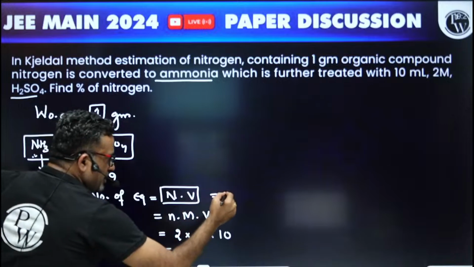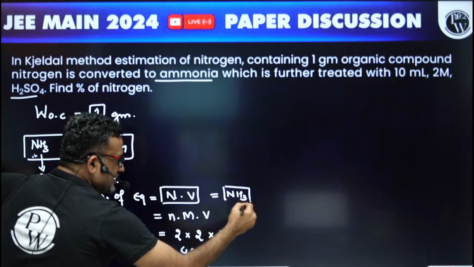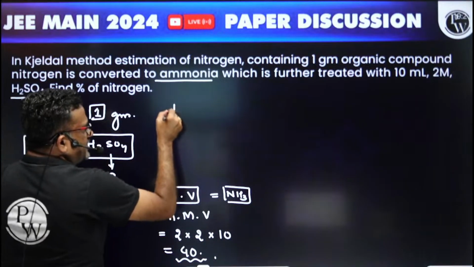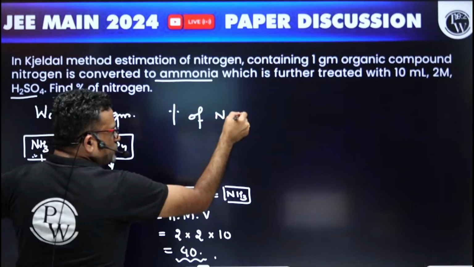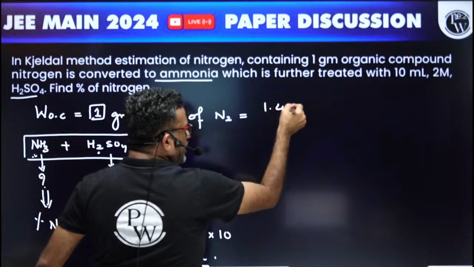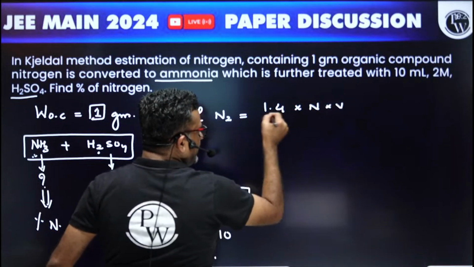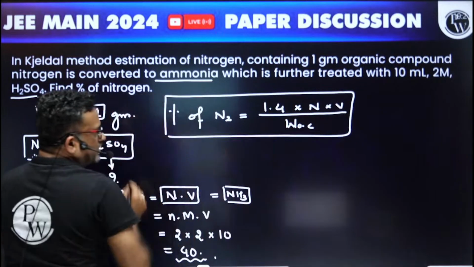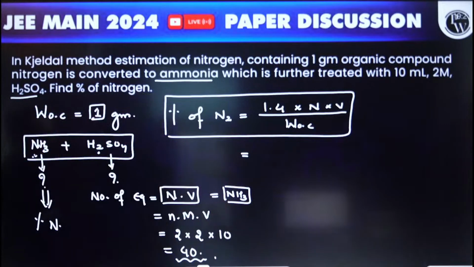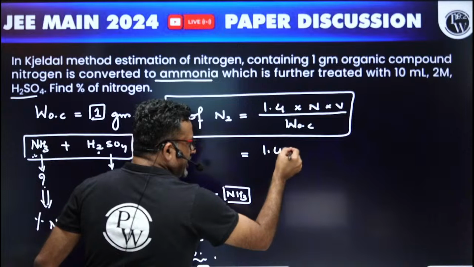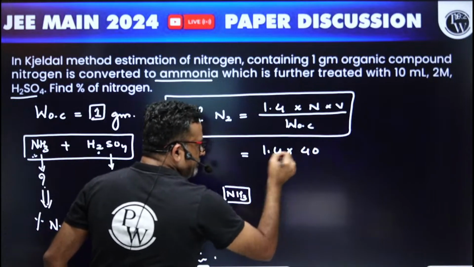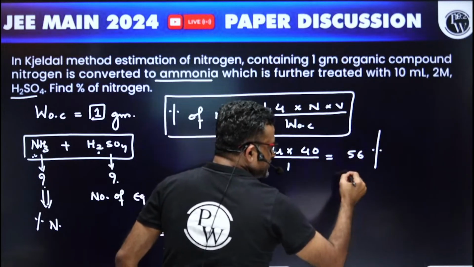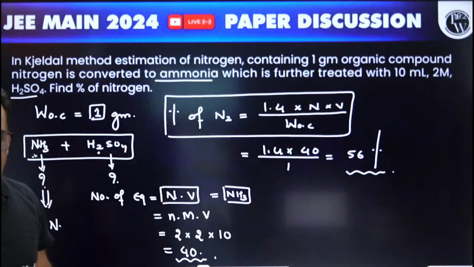Exactly the same would be that of ammonia. Is that clear? So now you got to know the N into V value of ammonia, the number of equivalents of ammonia. So for percentage of nitrogen, you have a formula for Kjeldahl's method: 1.4 into N into V divided by mass of the organic compound. If you apply this formula, you would be getting the percentage of nitrogen. 1.4, N into V we have already got, 40. Mass of the organic compound is 1. 1.4 into 40 is how much? 56%. This is our answer.